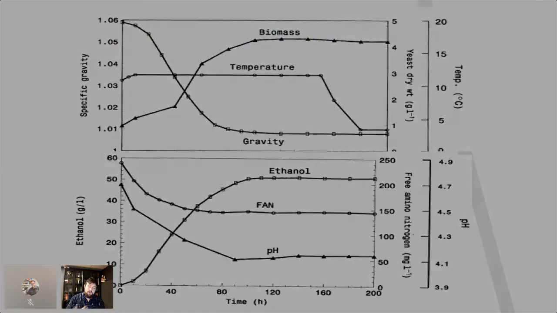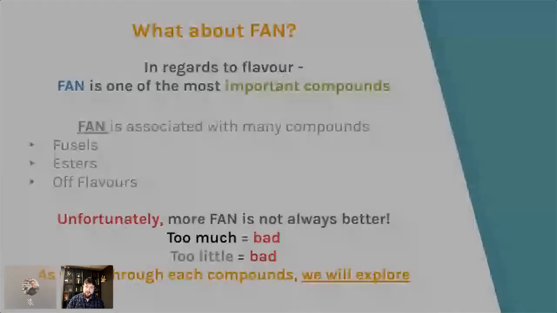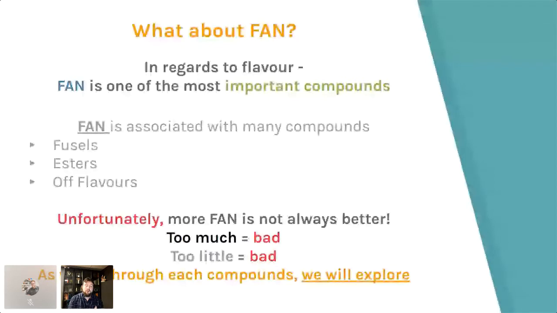Now, we have more to talk about with FAN, and honestly, I'm a big fan of FAN. It's going to be something we're talking about all throughout today, because FAN has a huge and often overlooked impact when it comes to flavor compound production. FAN is associated with fusel alcohols, with esters, with diacetyl, with acetaldehyde, with all sorts of different off flavors. Unfortunately, this isn't a scenario where more is more or less is less. Too much can actually be bad. Too little is also bad. So what we're going to be doing a lot of today is exploring each one of the different compounds that can be produced, how it's related to this, and how we should try to modulate this and layer this in, because it has a really big impact on your beers.